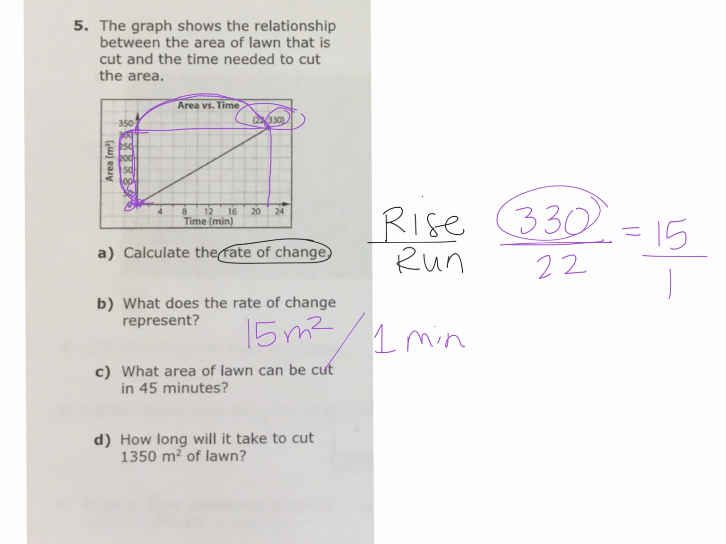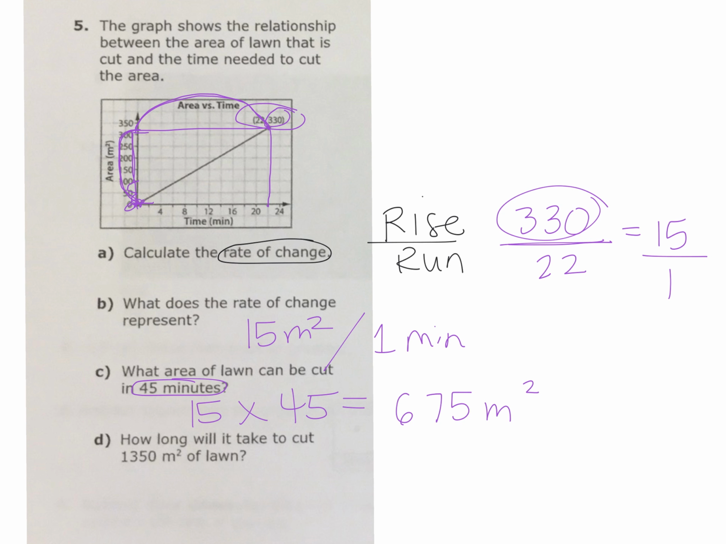Okay? So now that we know that it's 15 meters squared in 1 minute, how would you calculate how much area they would cover in 45 minutes? 15 times 45. Good. Calculate. Good. 675 meters squared.